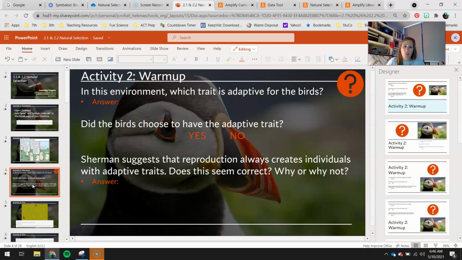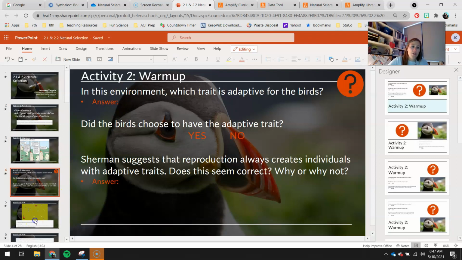And then Sherman suggests that reproduction always creates individuals with adaptive traits. Does this seem correct? Why or why not? Okay, so like he kind of ended up saying, all right, well, the birds with the weak beaks then had babies with strong beaks and all was fixed and better.